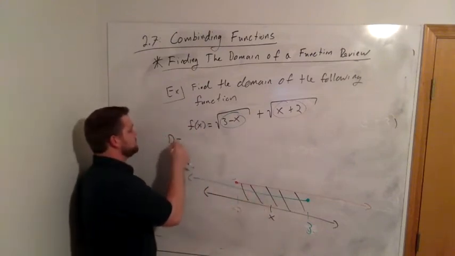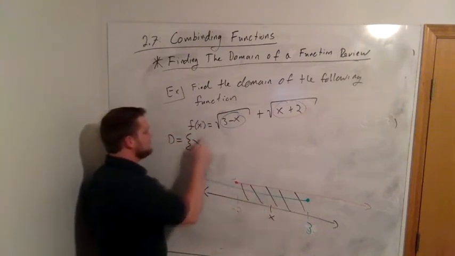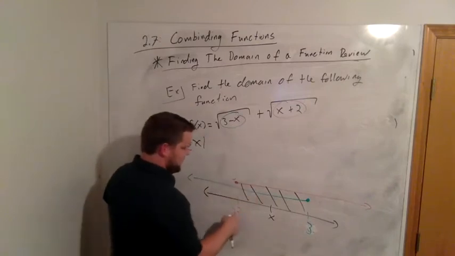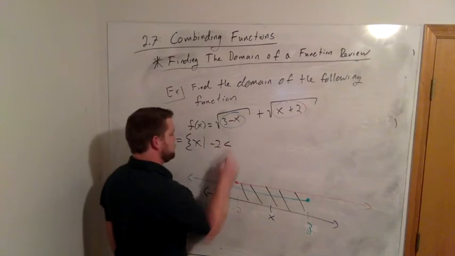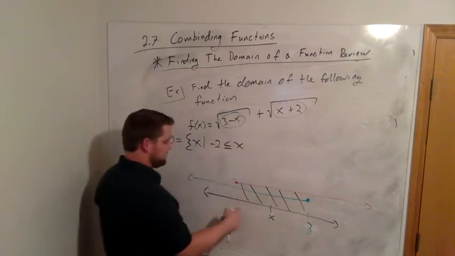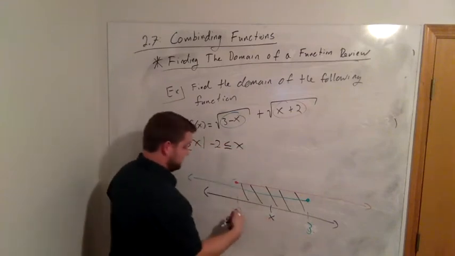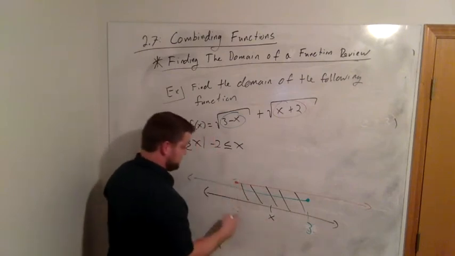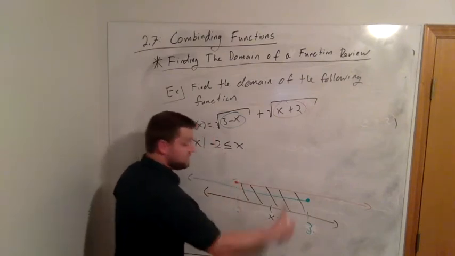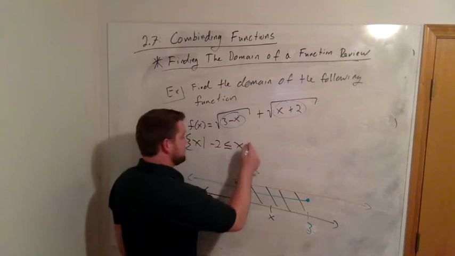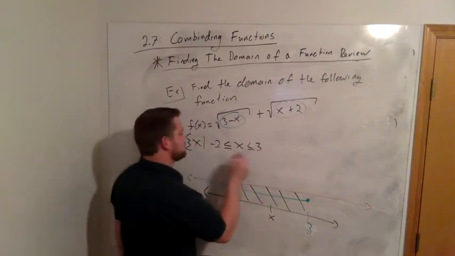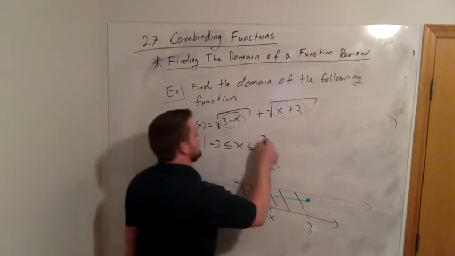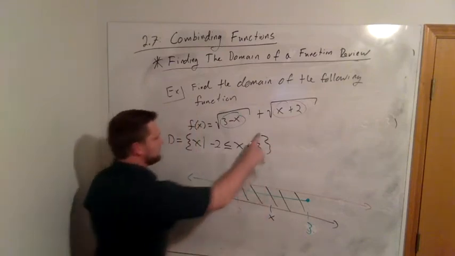Well, in set builder notation, we would say all x such that negative 2 is to the left of x. And negative 2 is always less than x, but x can possibly be negative 2. And x is also to the left of 3. So here x can be between negative 2 and 3. It can be negative 2 and it can be 3. Okay, so this would be set builder notation.